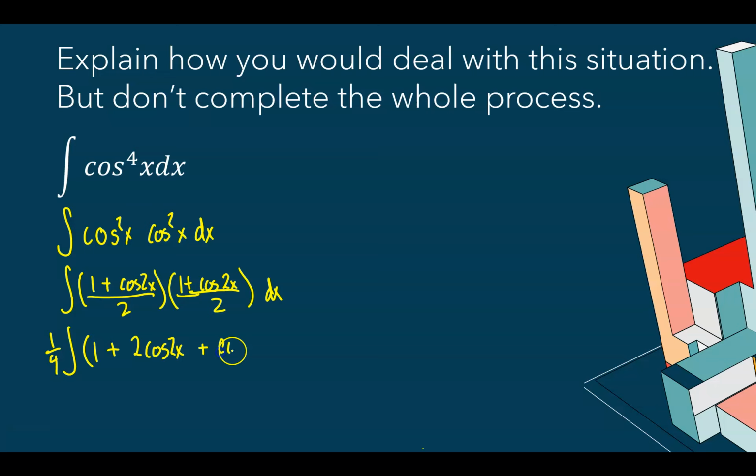But unfortunately, I have cosine squared of 2x. And I can find the antiderivative of 1. I can find the antiderivative of 2 cosine of 2x. But cosine squared of 2x, I have the same problem that I've had previously. Namely, I can't do the antiderivative of cosine or sine squared. So I have to use my formula again. So 1/4 will stay the same. 1 plus 2 cosine of 2x would stay the same. But here, cosine squared of an angle is 1 plus cosine of double the angle over 2.